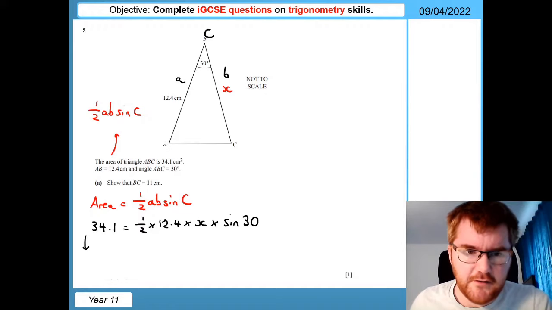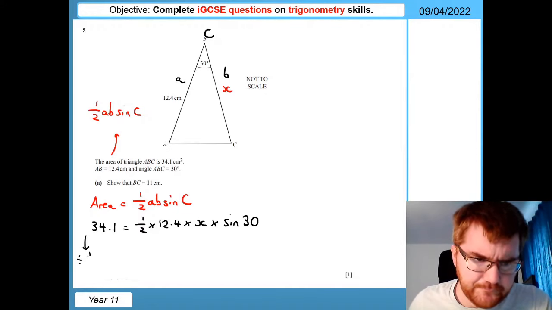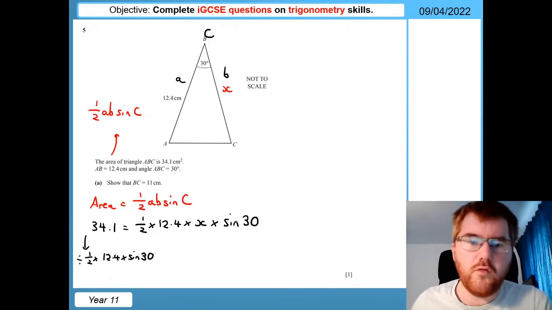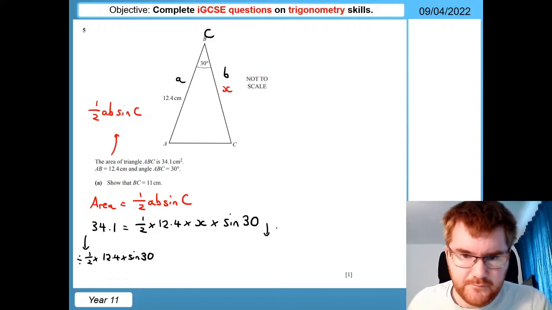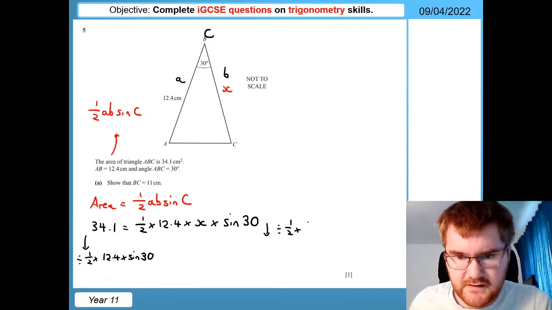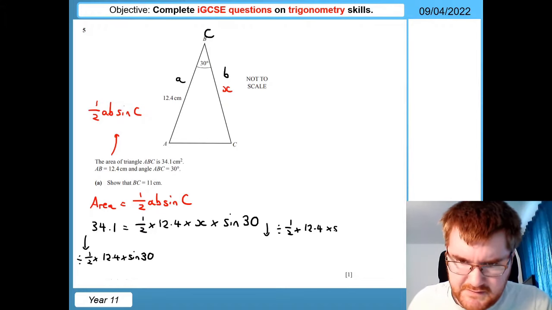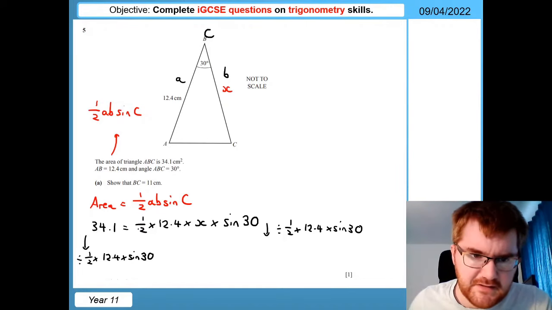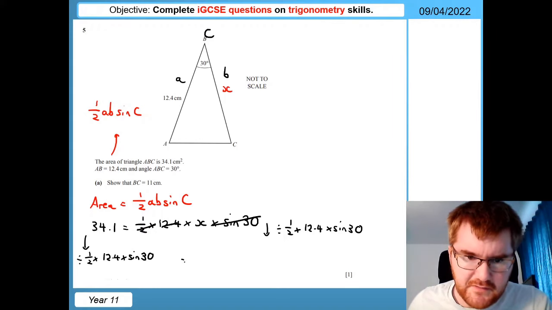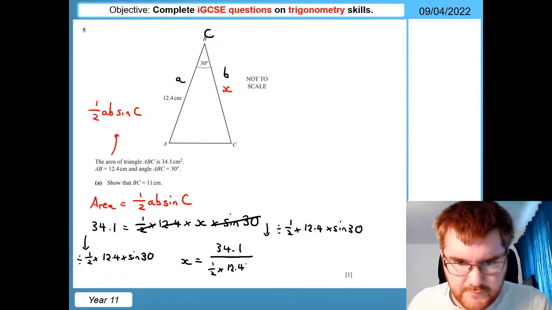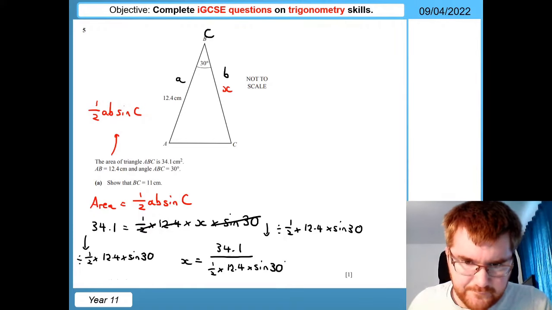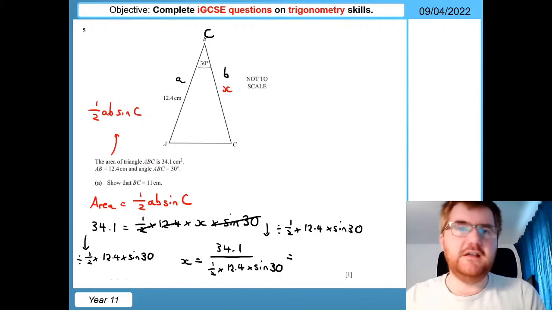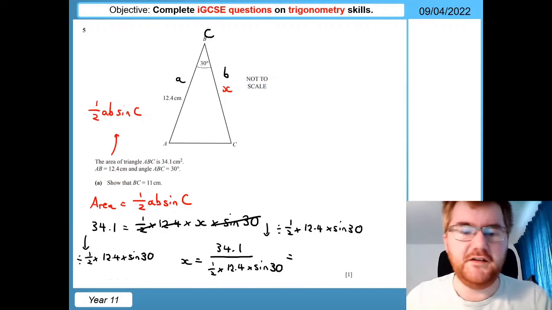I want to get the x on its own, so I need to divide by 1/2 times 12.4 times sine 30. Basically, I want all that on the other side of the equation. So divide by 1/2 times 12.4 times sine 30. If I do this, well, these all cancel. That leaves me just with x, and then I get 34.1 divided by 1/2 times 12.4 times sine 30. And now I'm going to let the calculator do the donkey work here and work out exactly what this is.